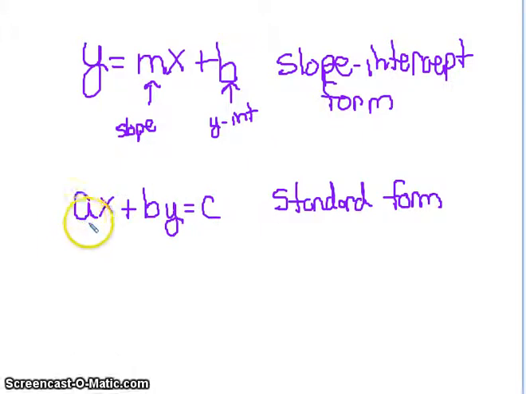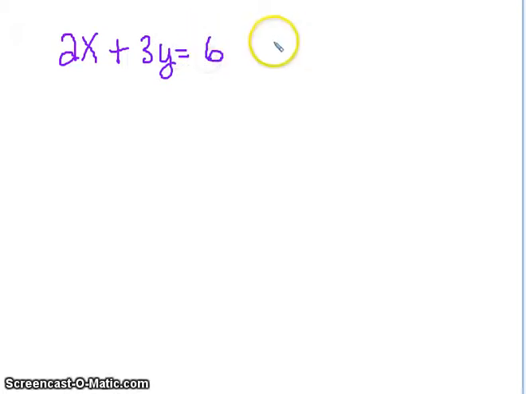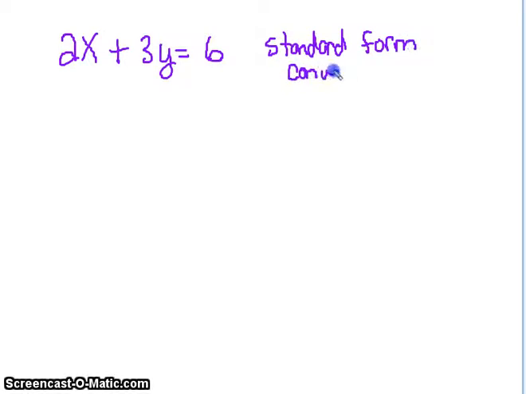Our coefficients: we're going to have a coefficient on the x, which is always going to be the a. What's in front of the y is b, and then our constant on this side is our c. I can give you an equation such as 2x plus 3y equals 6 that's in standard, and I want to convert it to slope-intercept.